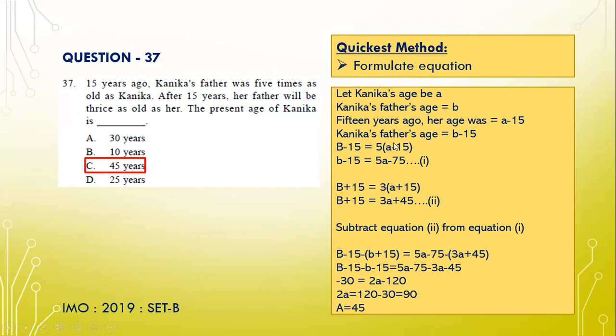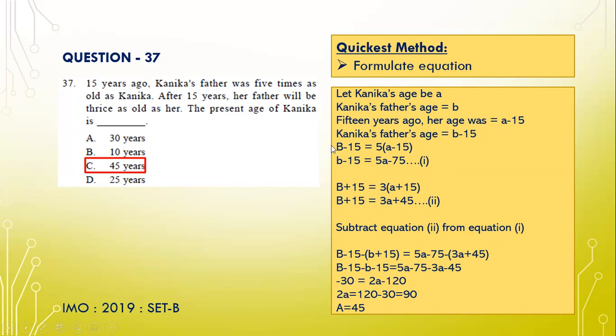So B minus 15, Kanika's father was 5 times as old as Kanika, is 5 times of A minus 15. So B minus 15 is 5A minus 5 times 15, which is 75, so 5A minus 75. So this is the first equation. After 15 years, Kanika's father will be B plus 15.